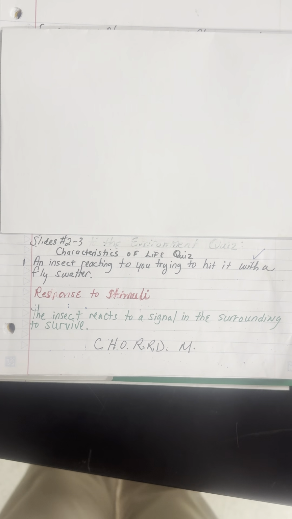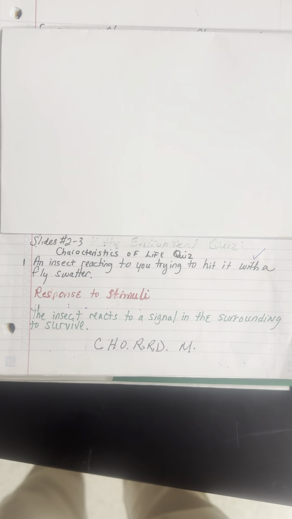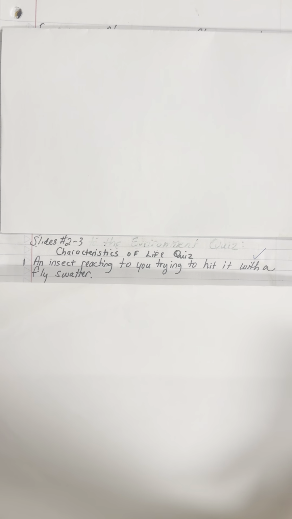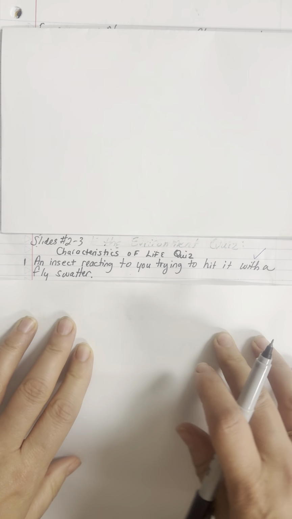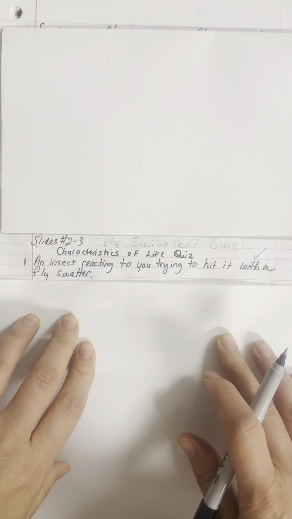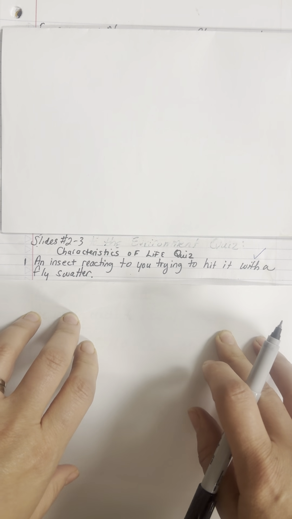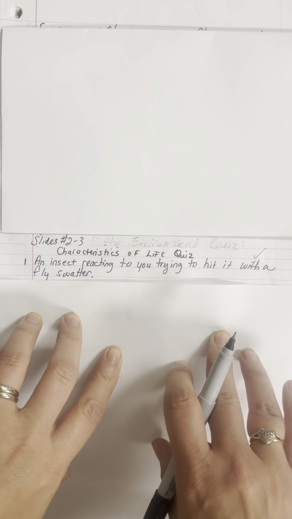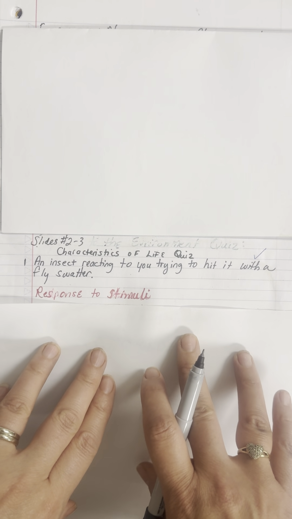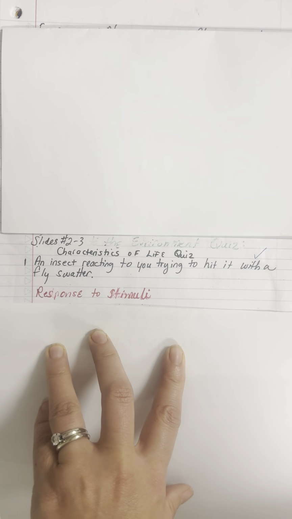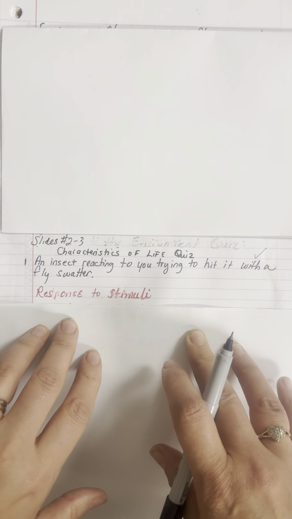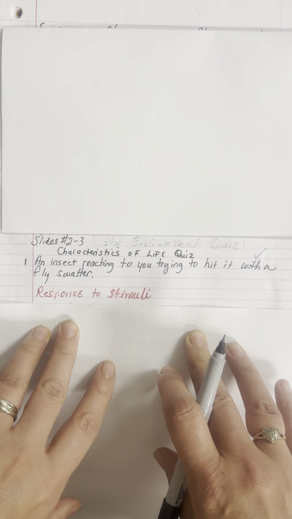So what you want to do here is write a scenario. For example, write this down in black: an insect reacting to you trying to hit it with a fly swatter. So that's the scenario, and then underneath in red, what characteristic of life does that describe? In red, it's response to stimulus.